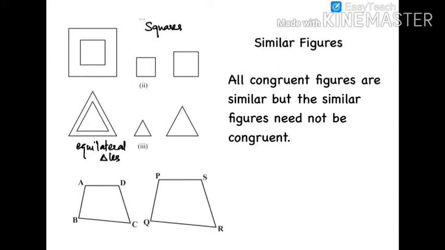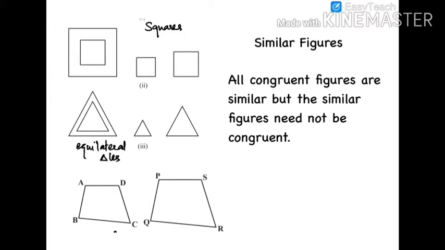Can we say that these two quadrilaterals, quadrilateral ABCD and quadrilateral PQRS, are similar? Definitely they are not congruent because they have different sizes. But do they have same shape? Though they appear to have same shape, we cannot be certain about our answer, whether these two figures are similar or not.